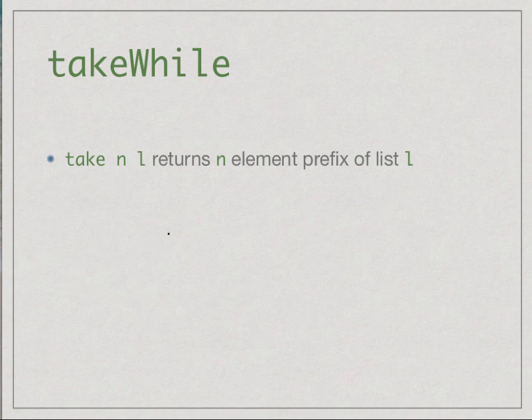So remember that if we give the arguments n and l to take, then it uses n as the number of elements to extract from it. So take n l returns a prefix of l with n elements. Now sometimes you may not want to take a prefix according to a fixed number but according to some property, and that's precisely what takeWhile does.